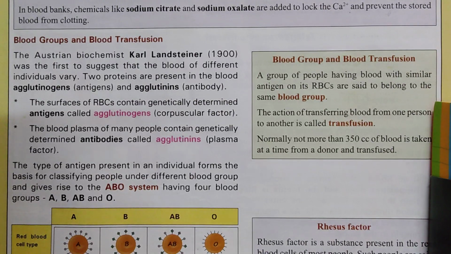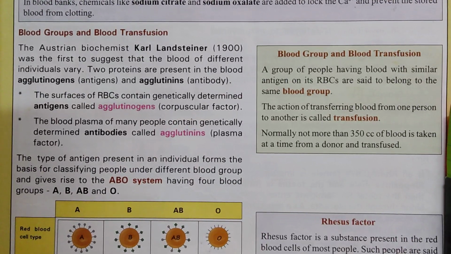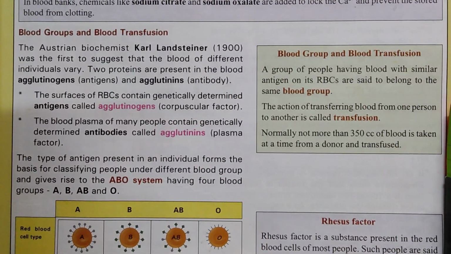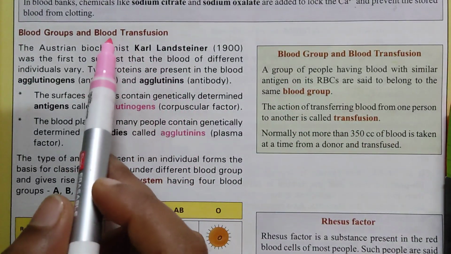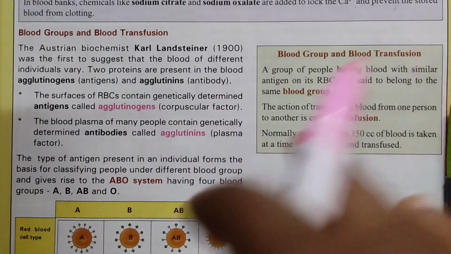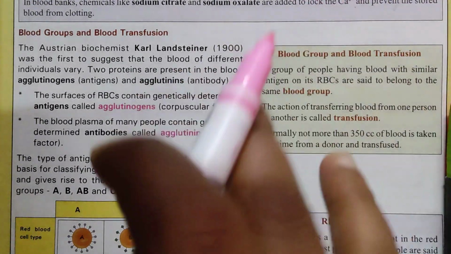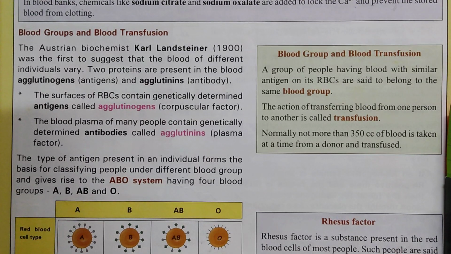So first of all, we have to know what blood groups are and what blood transfusion is. From the word blood transfusion, we understand that it is the transfer of blood from one person to another, or from one organism to another. As we are studying human beings here, the transfusion from one organism to another is known as blood transfusion.